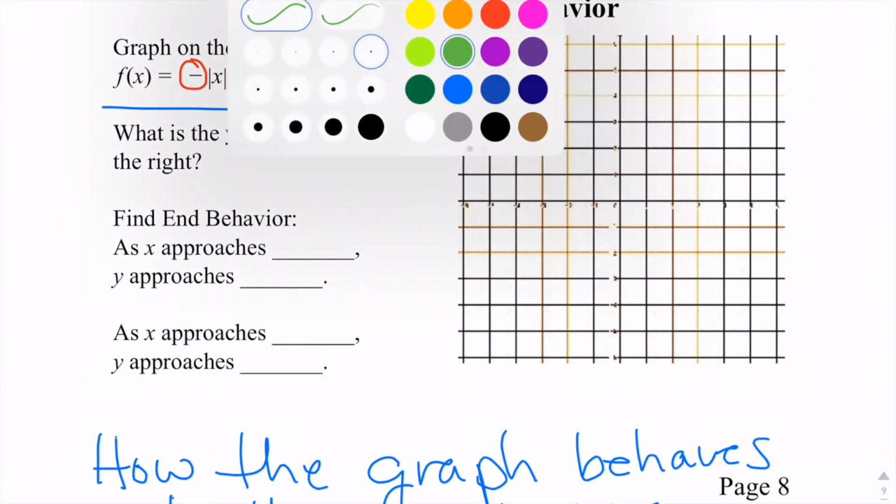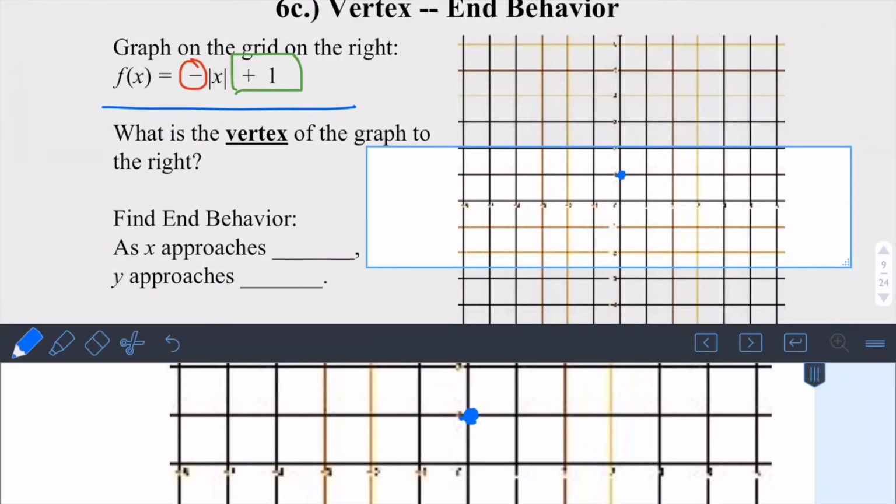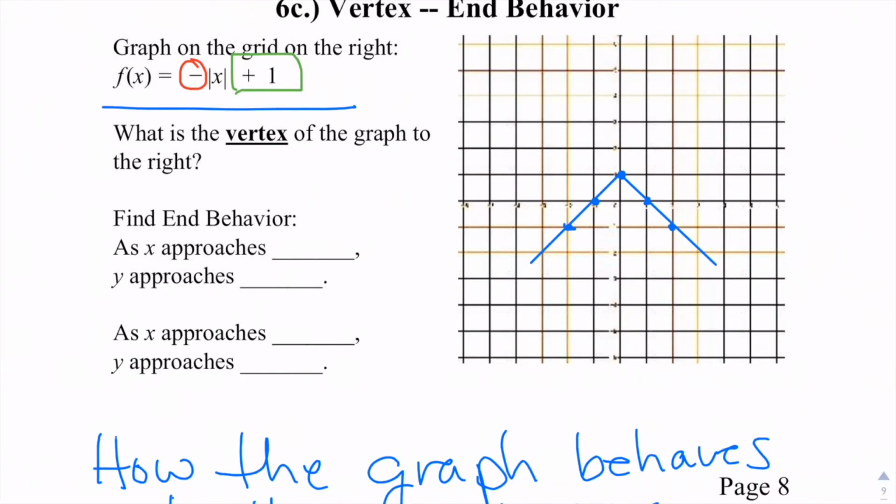So to graph this, I'm going to go up 1, drop my dot. And remember, I'm reflected, so I'm going to be going the other way. I'm going to be upside down. Get the 3 points each way. And we can sketch in our graph here. Perfect. So now I can look at this graph, and I want to find the vertex.